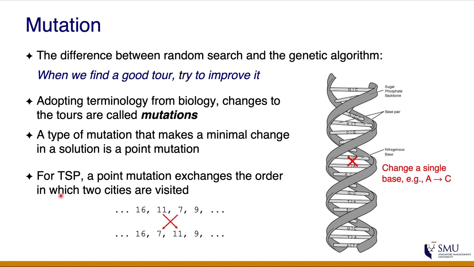For the case of TSP, the mutation that happens at a particular point is represented by a swap. For example, this is one example.